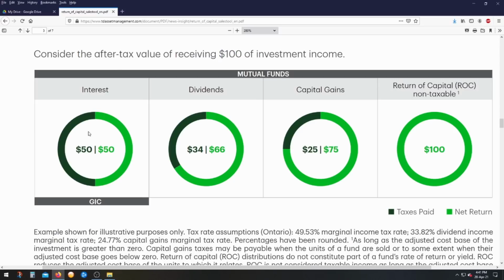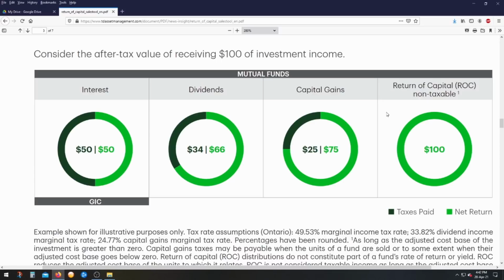So it's much better than interest and also better than eligible dividends as well. Capital gains could be basically when you buy low and sell high, right? You make a capital gain. This is the category it would fall under. Now, the last one that's taxed the best is return of capital, or ROC income. This is 100% non-taxable. So you get $100 of ROC, you get to keep $100. This is not taxed at all.